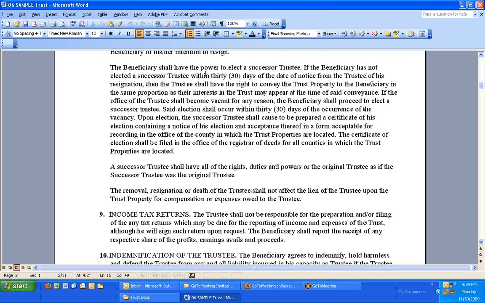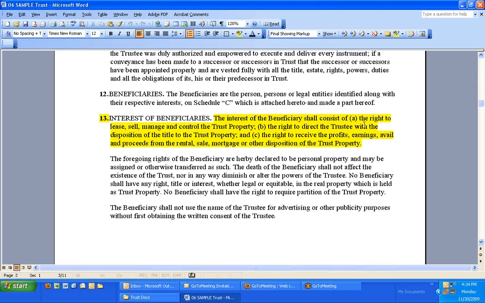And basically it says that the interest of the beneficiary shall consist of the right to lease, sell, manage, and control the trust property, the right to direct the trustee, us, with the disposition of the title to the trust property, and that's the important one, and the right to receive the profits, earnings, etc., which there won't be any because it is a short sale.